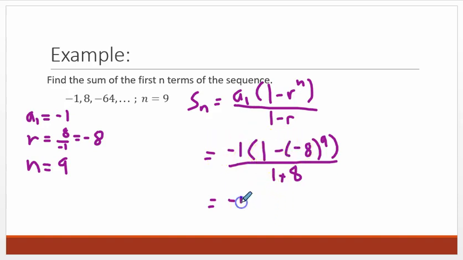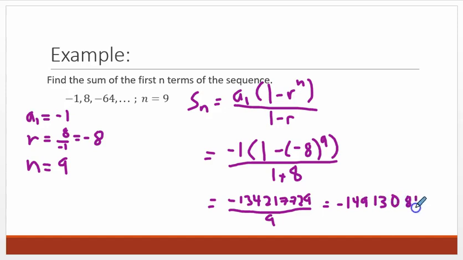So I get negative 1,342,177,729. A huge number. And all of this is going to be divided by 9. And now this time I don't have a negative number in the bottom, so my answer will stay negative. I got negative 149,130,81.